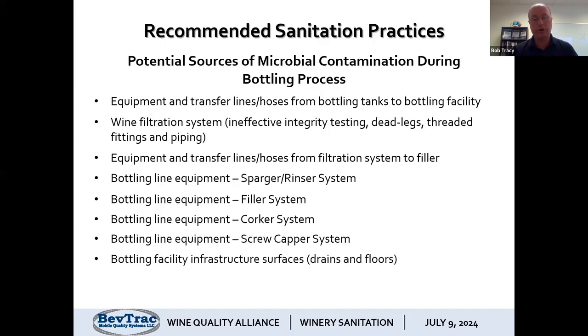The facility infrastructure, the drains and floors. A lot of wineries will have their bottling lines with a drain right next to their filler system, which makes sense because you need a drain there. But that drain, I found in several instances was responsible for contamination of their product. So the microbes are becoming aerosolized from the drain, drifting up into the filler, and then contaminating the product.